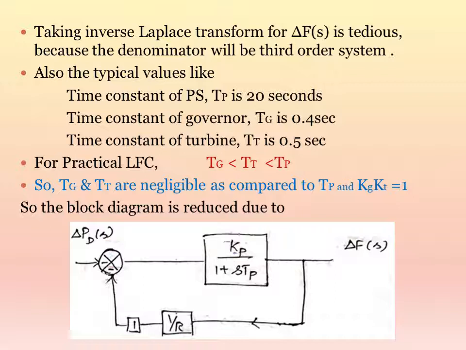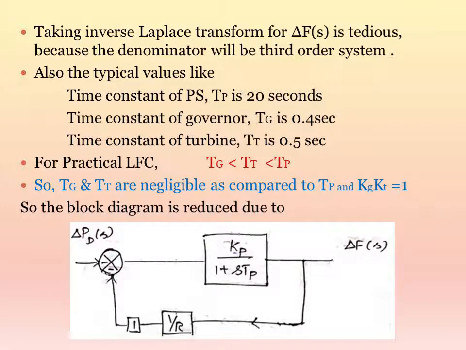Next we have to take the inverse Laplace for the given function to find the dynamic analysis, but in this function our denominator is a third order system, so finding the inverse Laplace transform is somewhat difficult. So we are going to reduce the equation by considering some assumptions. The time constant of a power system is 20 seconds, the time constant of your governor is 0.4 second and the time constant of your turbine is 0.5 second.